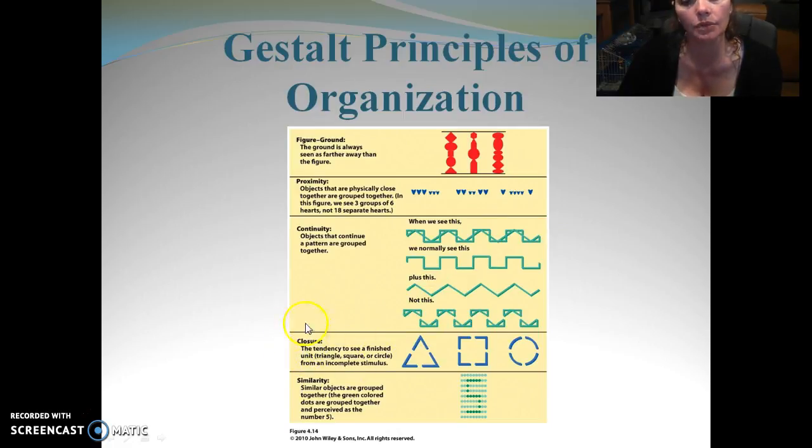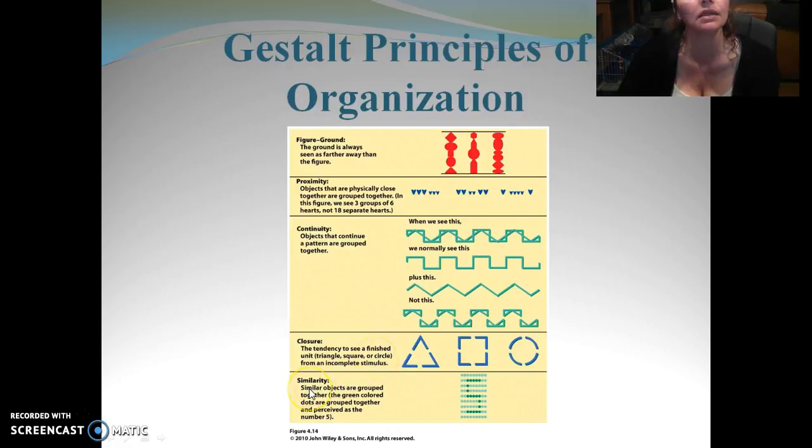Additionally, what do you see here? A triangle, a square, a circle. Really and truly, you don't. You're seeing 3 separate angles, 4 separate angles, and 4 separate arcs. But our brain automatically fills in the gaps and closes that image. So we see a triangle, a square, and a circle.